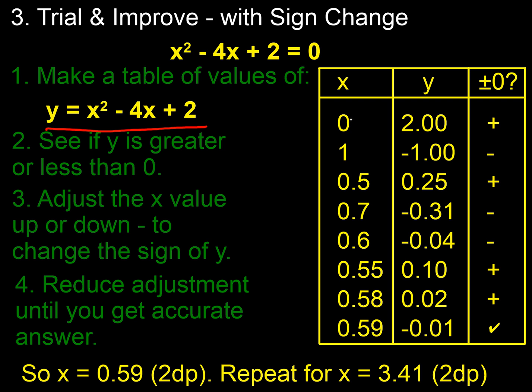So what I'm going to do is put in some values of x and do a bit of trial and improvement. So if I start off with x equals 0, I can see that that expression is going to be 2, but we're looking for it to be 0, so that's too high, isn't it? So let's try another number.